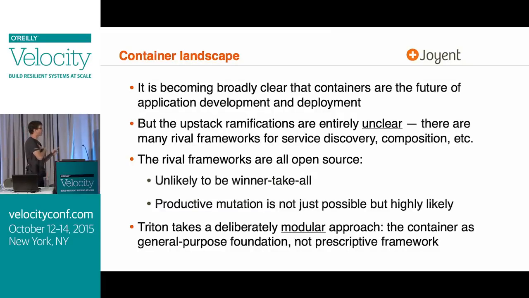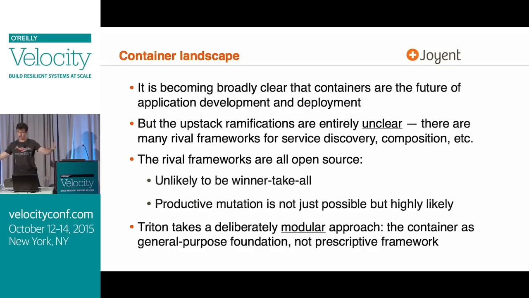They're all open source. And if there's a fallacy right now, the fallacy is that it's going to be winner take all. It is not going to be winner take all. We are in an all open source world. Triton is all open source, SDC is all open source, SmartOS is open source, Kubernetes is open source, Docker is all open source, Mesos is all open source. It won't be winner take all. It's going to be mutation take all. You're going to have mutations everywhere, and I think it's going to be a good thing. It's going to be challenging in a lot of ways, but I think it's going to be great. It's going to allow us to use the right tool for the job in various places.